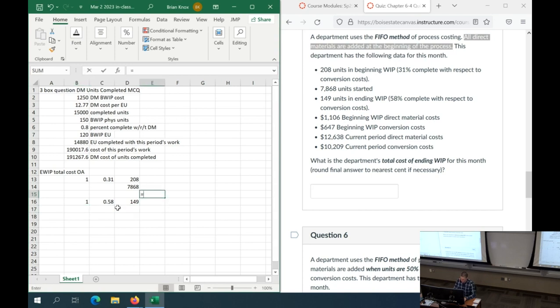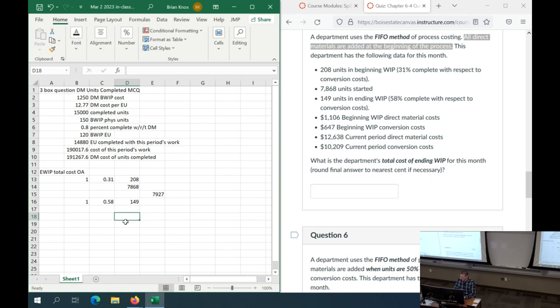Let's go a little further down. Okay, and we can do units completed first of all. That's beginning WIP plus units started minus ending WIP. And since I love some shortcuts, all direct materials are added at the very beginning of the process. So by dint of the algebra, our TEU with respect to direct materials is the same as units started.